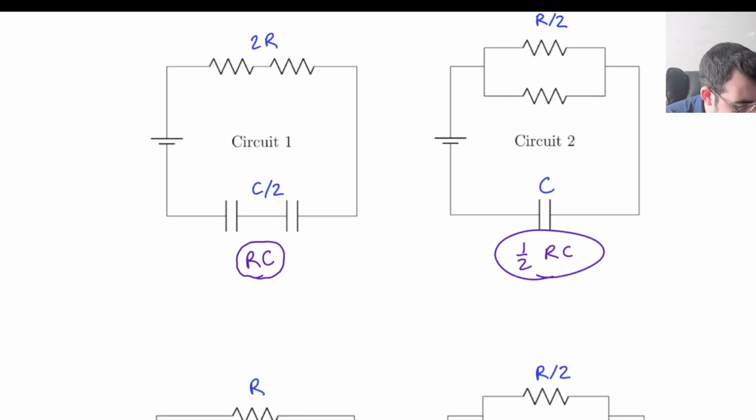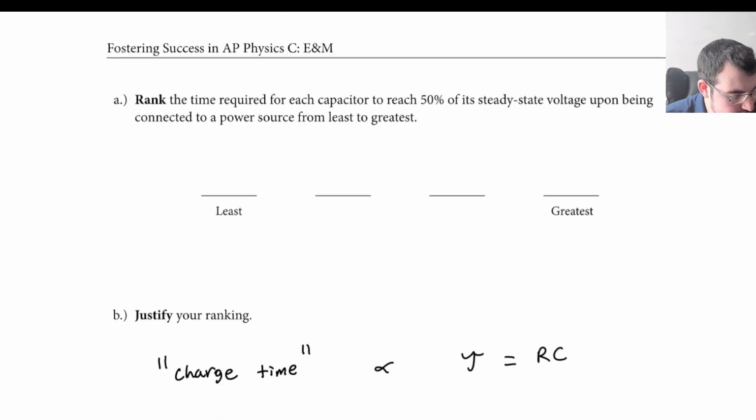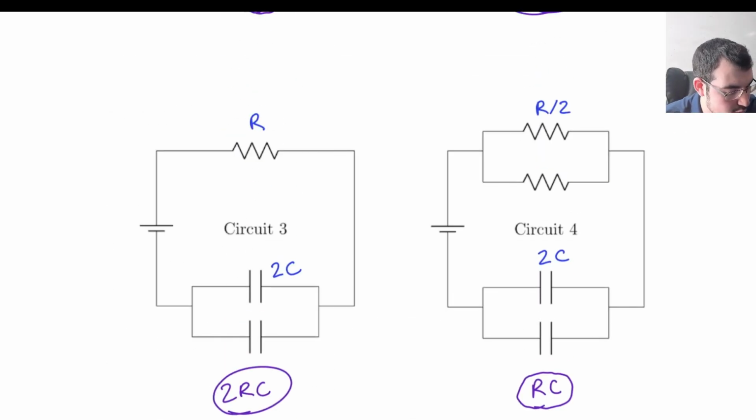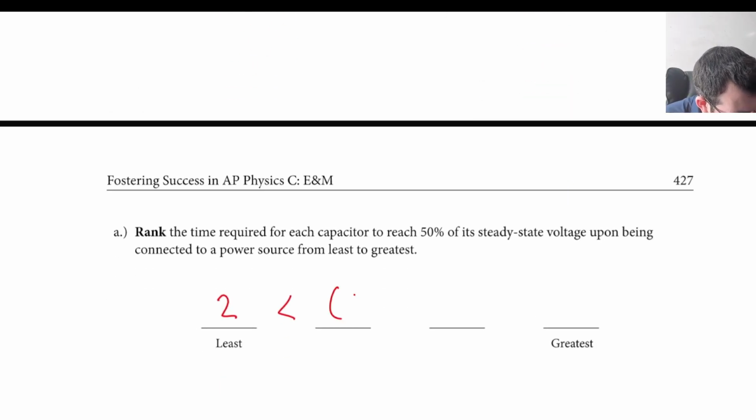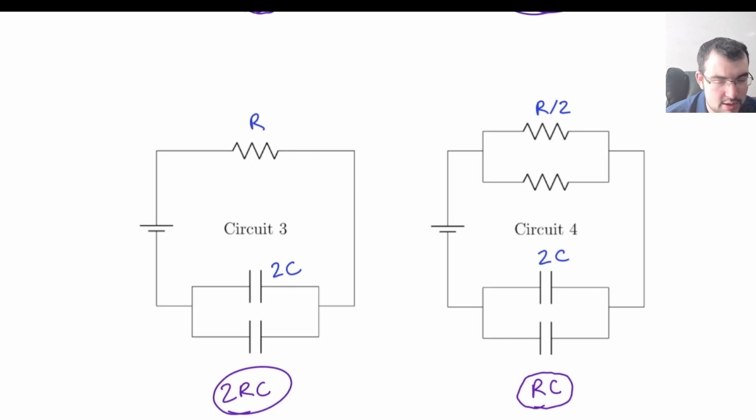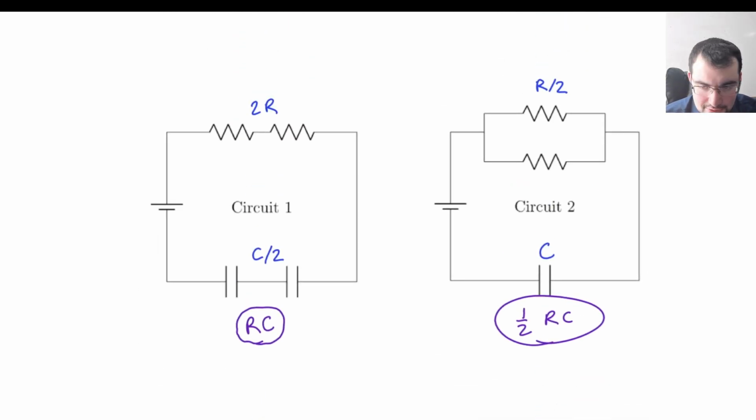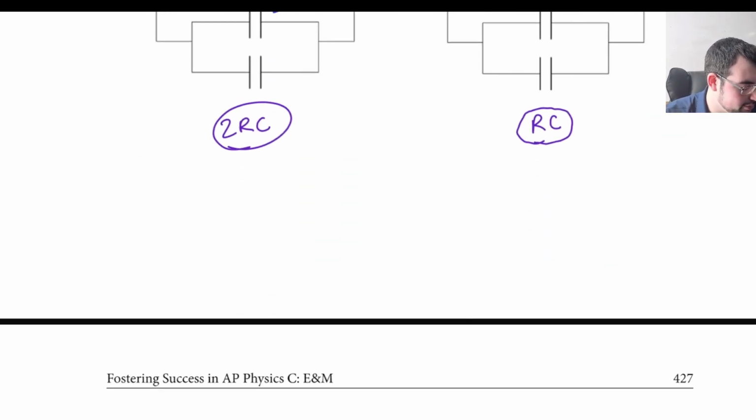So we see that circuit 2 has the lowest time constant, so that's going to charge the quickest. Then 1 and 4 tie. And then 3 has the longest time constant. And again, conceptually, it should make sense that 2 takes the least time to charge, because we have only a single capacitance by itself, but it has the least resistance, so that charge is getting pumped out of the battery the quickest to charge that capacitor.